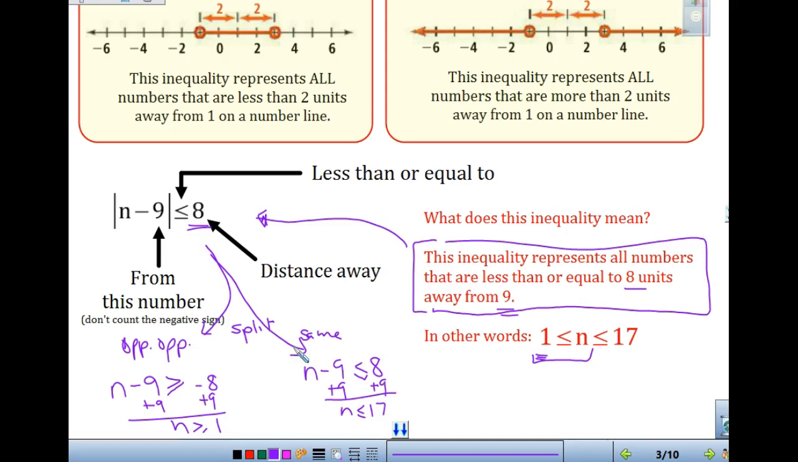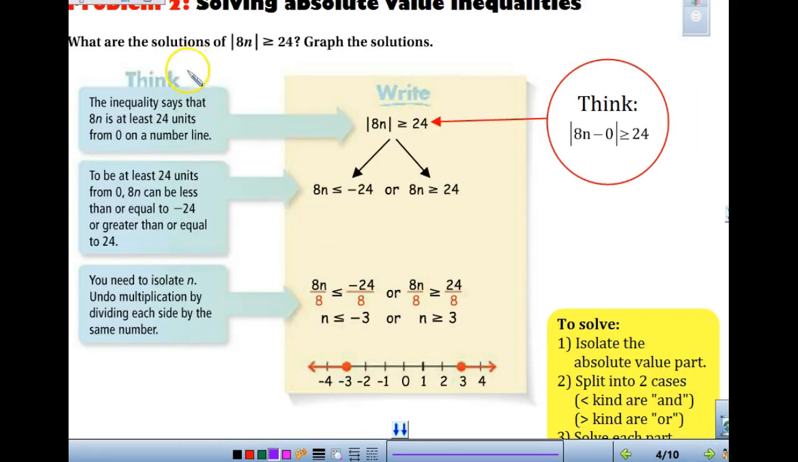Okay? On the top of the next page of your notes, they are saying, here's how we are going to be writing this. First off, when you think of your inequality, it's saying that this has to be at least 24 units from 0. Now, they wrote 8n, and then they have greater or equal, but really I'm thinking of it as 0 units. So when you see how many units away, that's always what goes inside the absolute value. So at least 24 units from what? From 0. We split it.